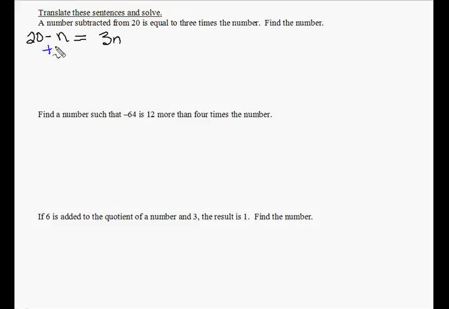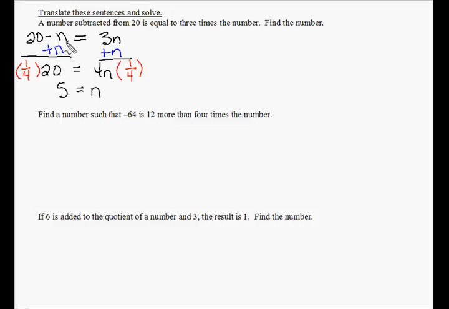So we would add n, and now we have 20 is equal to 4n. N's not alone, it's multiplied by 4, so we will multiply both sides of the equation by 1 over 4, the reciprocal. We now have 5 is equal to n.